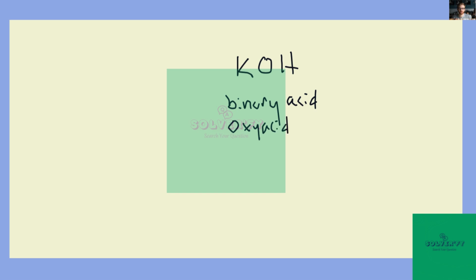Okay, so now we have KOH, and we need to identify it as either a binary acid, an oxoacid or an oxyacid, or as a base. So it may not be immediately obvious, right?